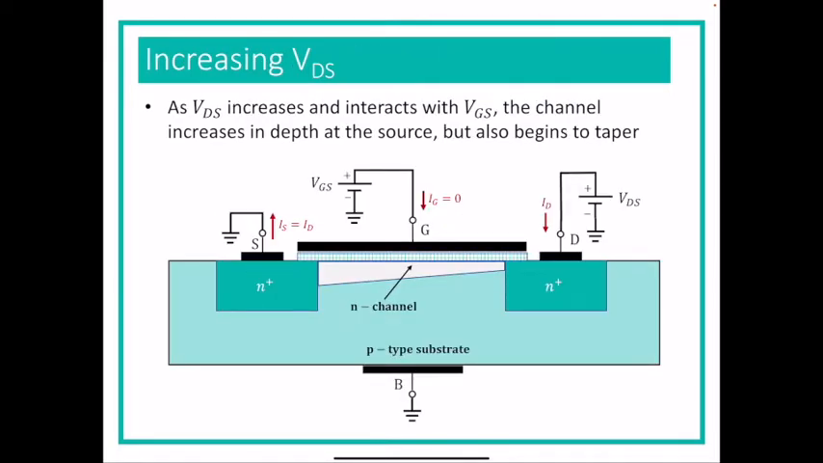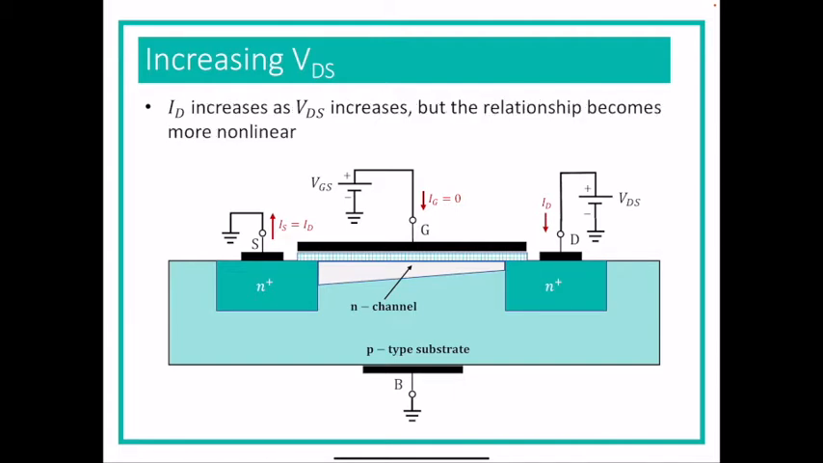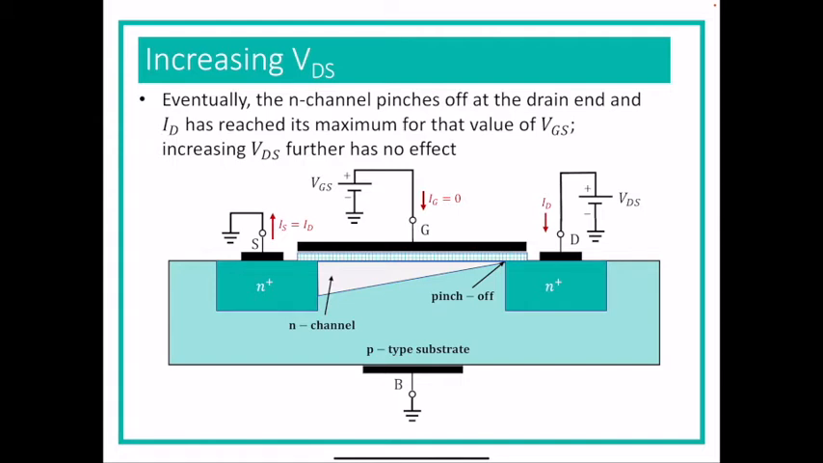So as we make VDS larger, the channel begins to get bigger at the source, but not at the drain. And ID gets bigger, but the relationship becomes nonlinear. So eventually, as you increase VDS more and more, the tapering is so extreme that the N channel actually pinches off at the drain end. And we have the maximum amount of drain current we can get. And if we increase VDS more and more and more, we don't get any more current.